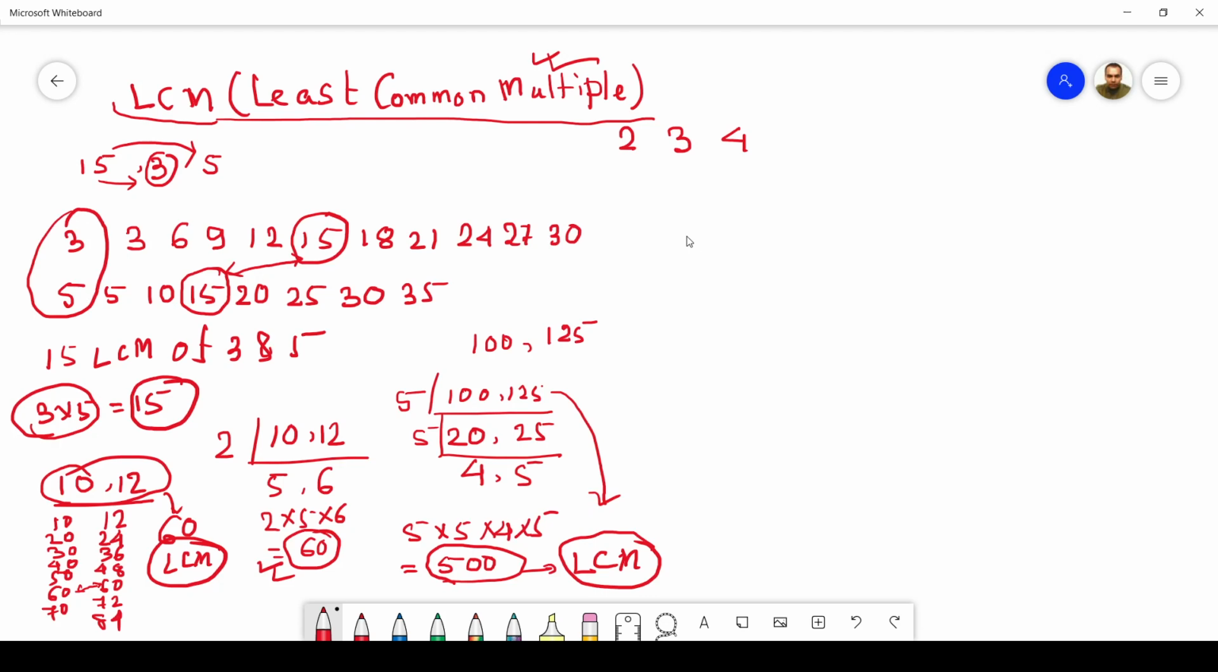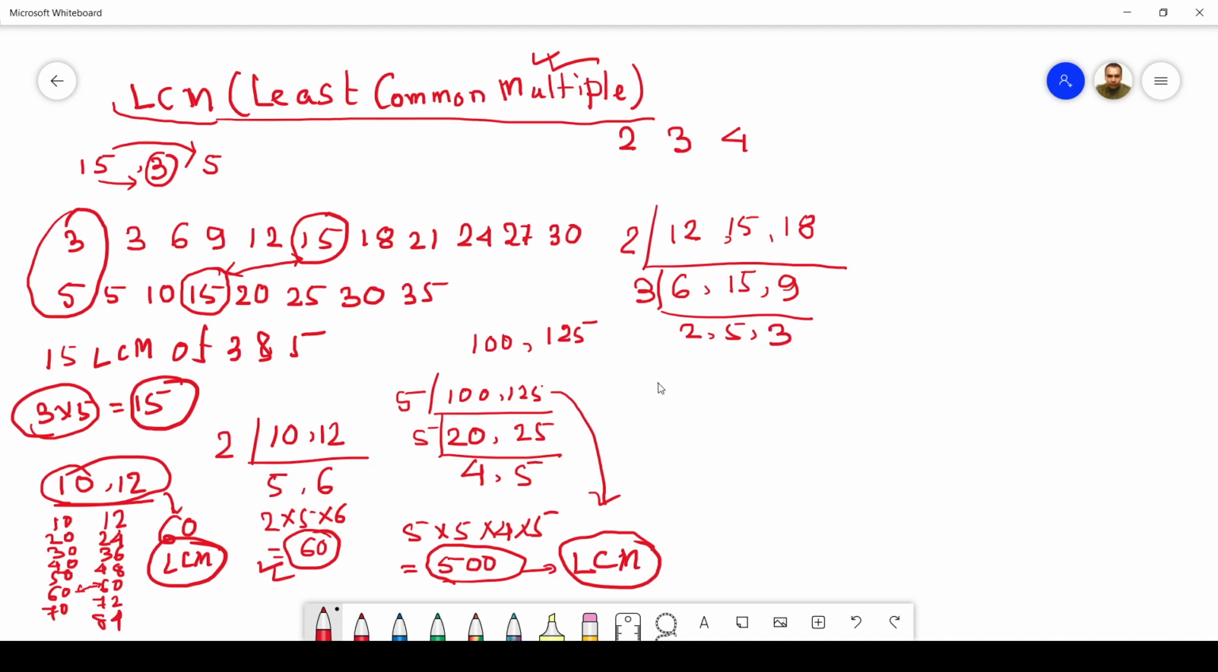Another example, let us take three numbers now. Let me take some smaller numbers: 12, 15, 18. What is the LCM of all these three numbers? Of all these numbers, 12 and 18 are divisible by 2. So 2, 6, 15 we keep as it is, and 9. Now 6, 15, and 9 are all divisible by 3. So 3, 2, 5, 3.